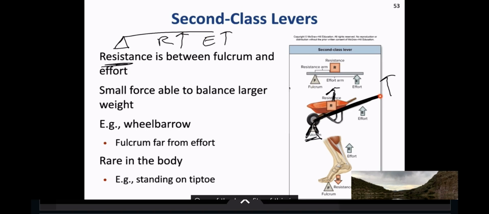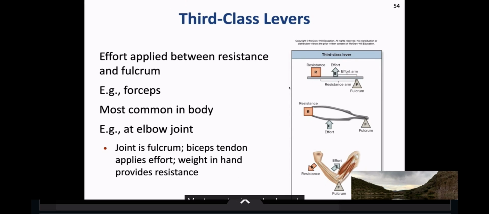One of the benefits of this is it allows more work to be done. But there's not many of these, and so an example is plantar flexion. Let's use a fancy word, right? Plantar flexion. Stand on the ball of my toes, gravity is trying to pull me down, but my gastroc, my heel muscles, raise me up. These are rare. Most muscles in our body work like a third-class lever.